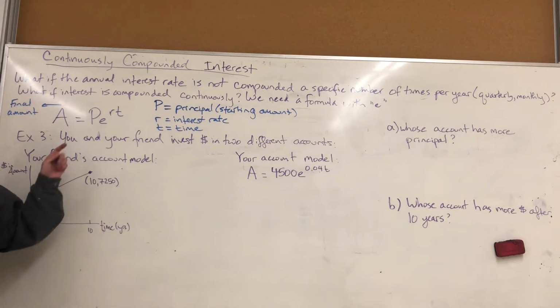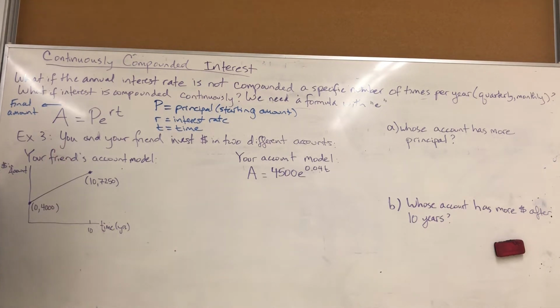Okay, so we're going to look to compare two different accounts. So you and your friend have two different accounts. For your friend, what we have is a graph. So I want you guys on your graph to label these 2 points. First we have money on the y-axis and time on the x-axis. So I want you to label the point (0, 4,000) and (10, 7,250). Okay, so your friend's account we have graphically.